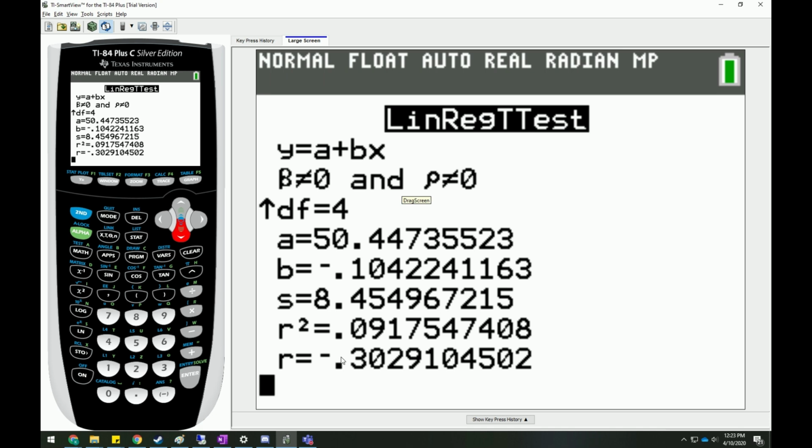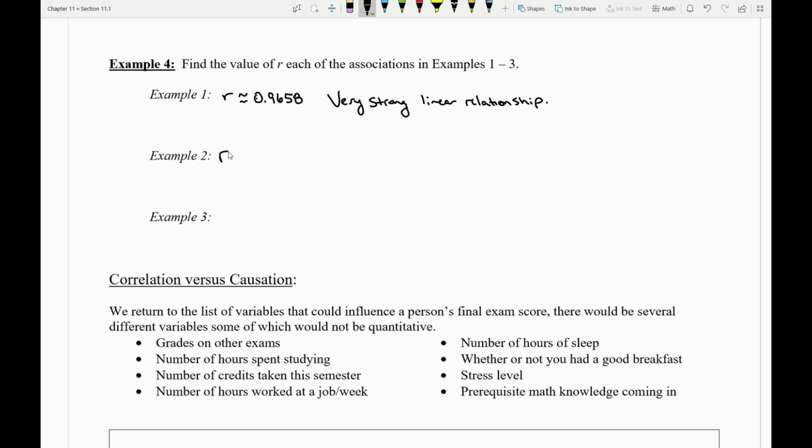So here I get R is roughly negative 0.3029. Notice that indicates that it's a negative relationship. The dots are generally going down, but this is like a pretty low score. It's pretty close to zero. So this is a very weak decreasing linear relationship.